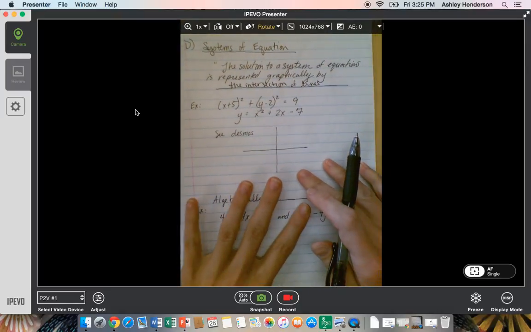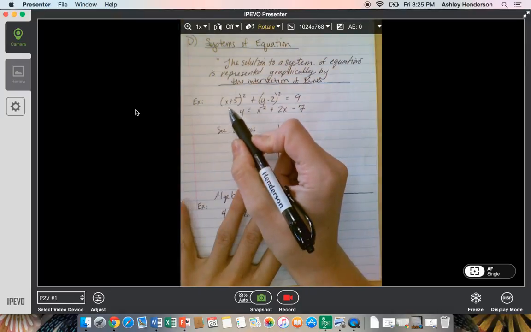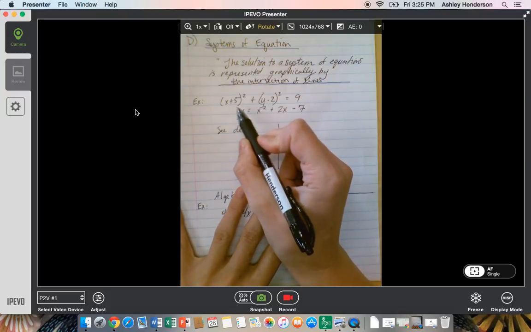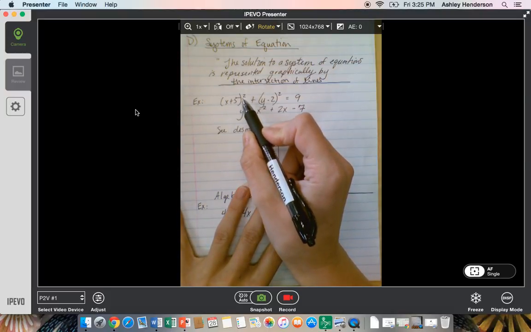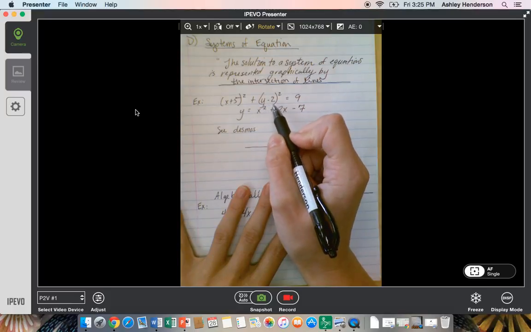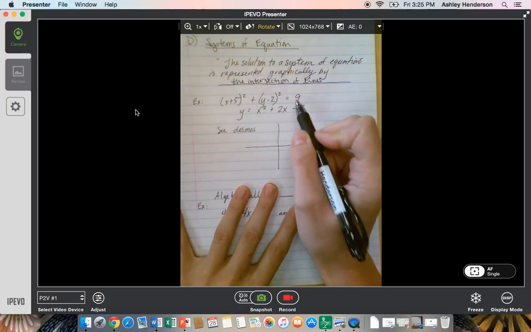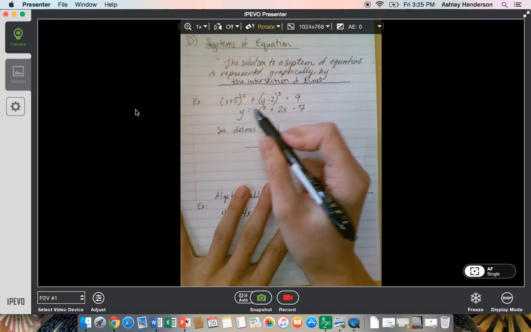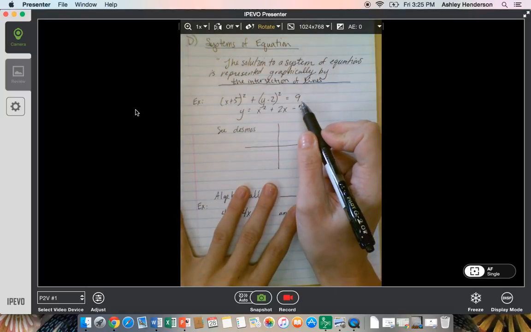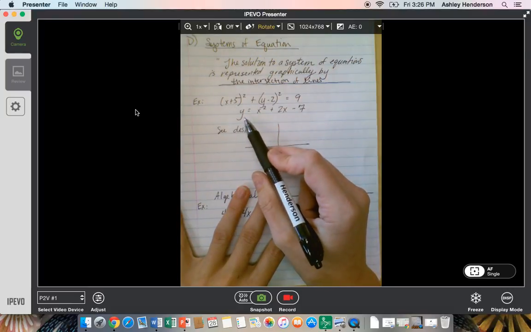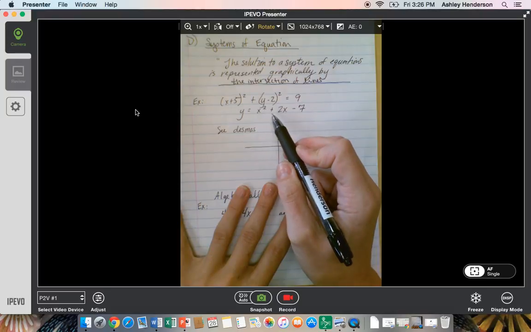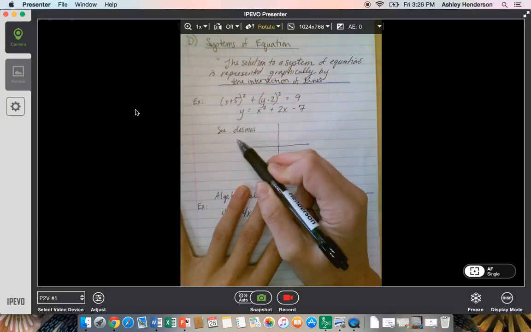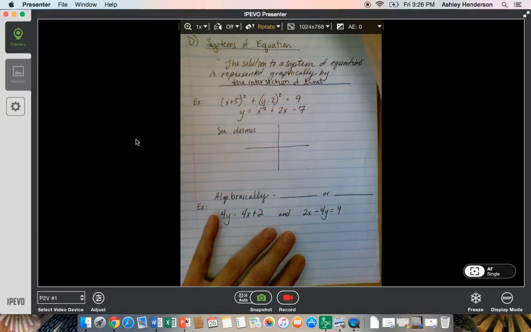So for example, we're going to reach back a couple years here and think this is the equation of a circle. (x plus 5) squared plus (y minus 2) squared equals 9. So that's the equation of some circle centered at -5, 2, with a radius of 3, the square root of this number. And then I have a quadratic, y equals x squared plus 2x minus 7. So we're going to use Desmos to look at this.